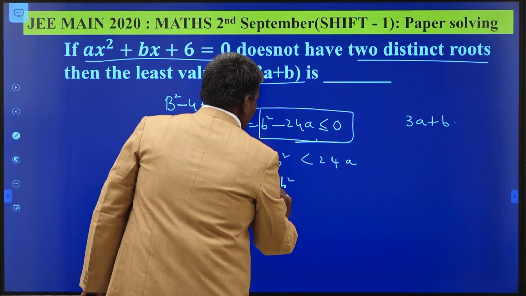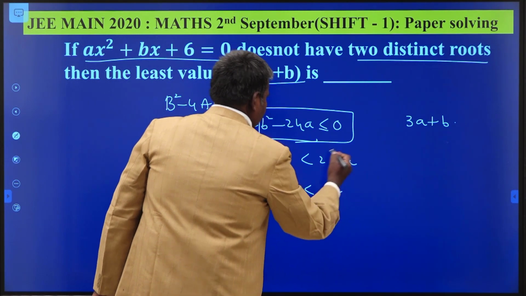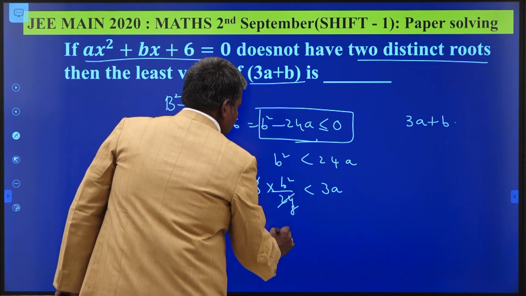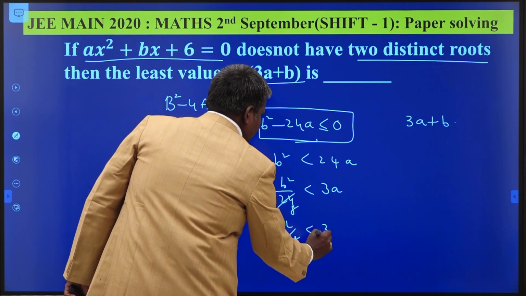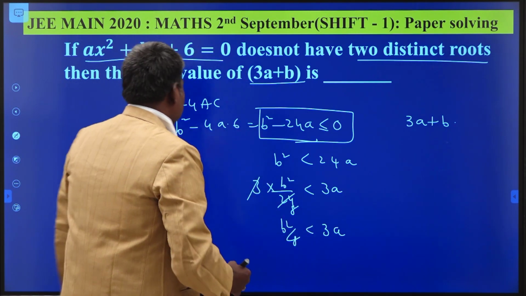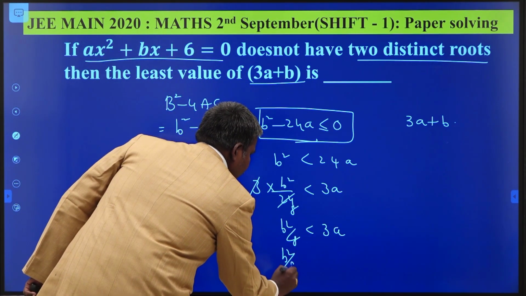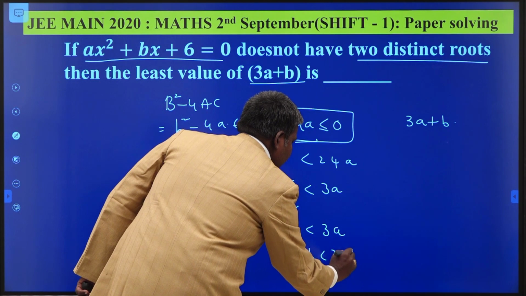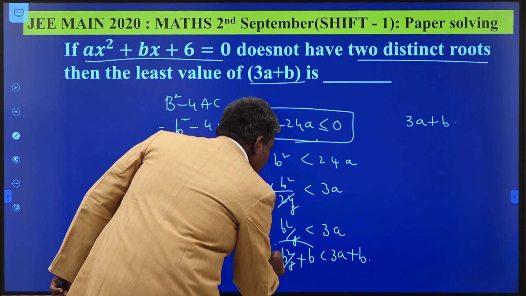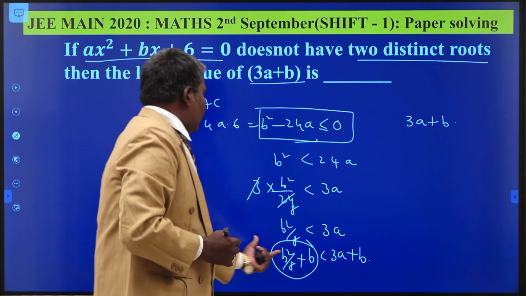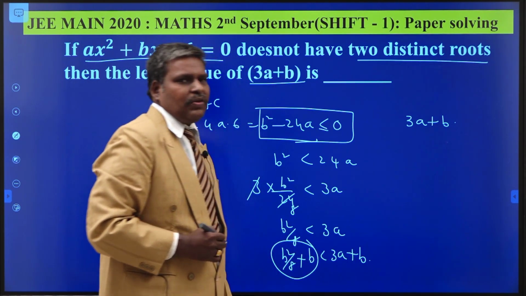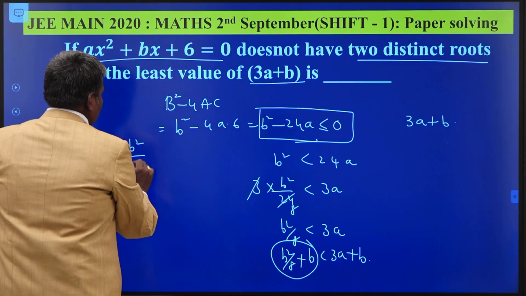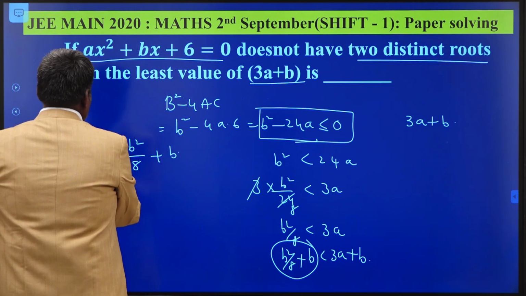Now b square by 24 is less than a. Multiplying on both sides by 3, this is b square by 8 is less than 3a. I am adding b on both sides. b square by 8 plus b is less than 3a plus b. This is your function f of b. You have to minimize this one, then we obtain the minimum value of 3a plus b. What you have to minimize? b square by 8 plus b. This is your function in b.